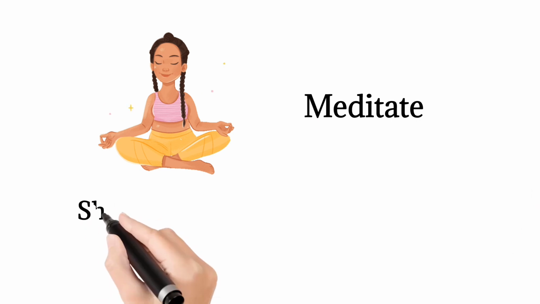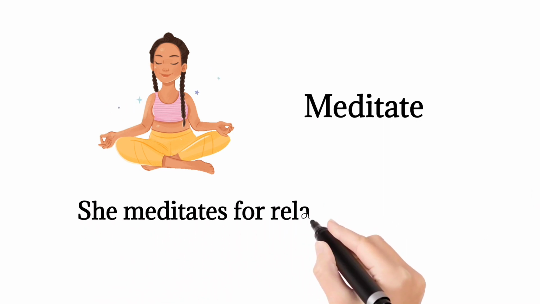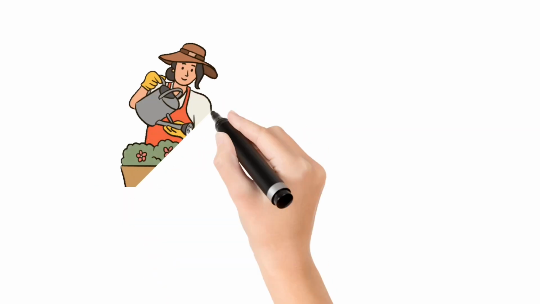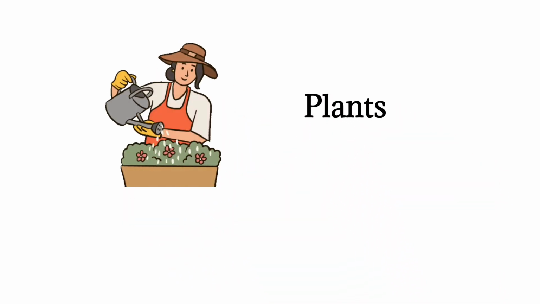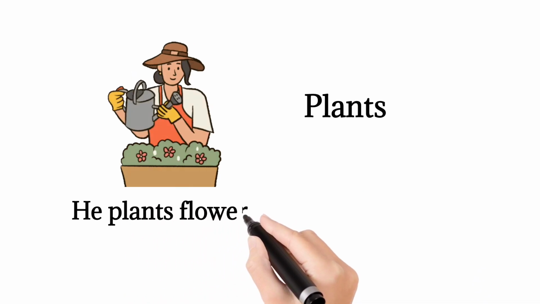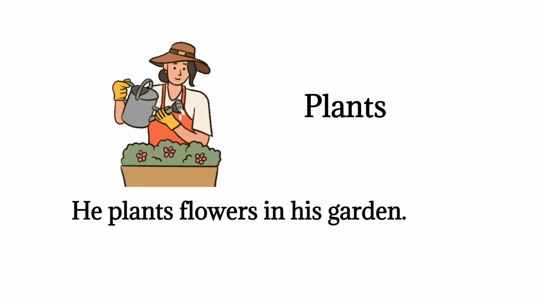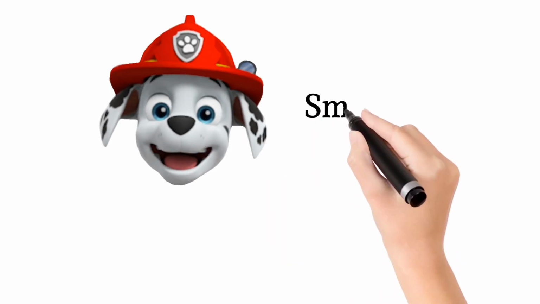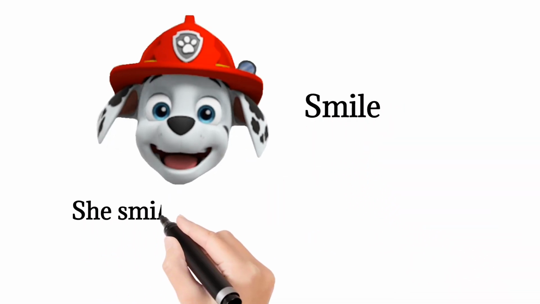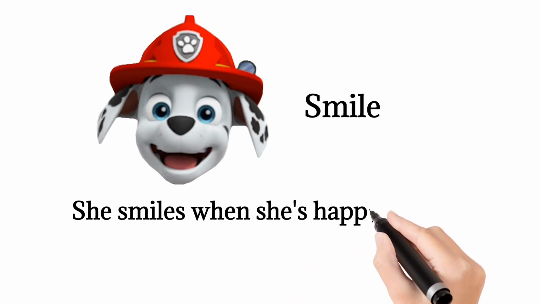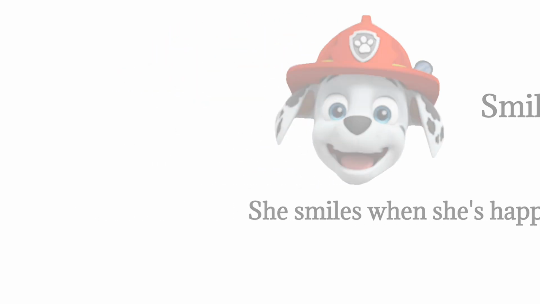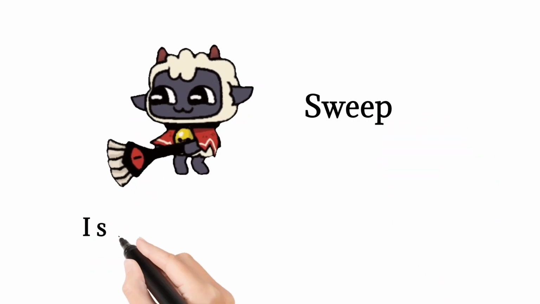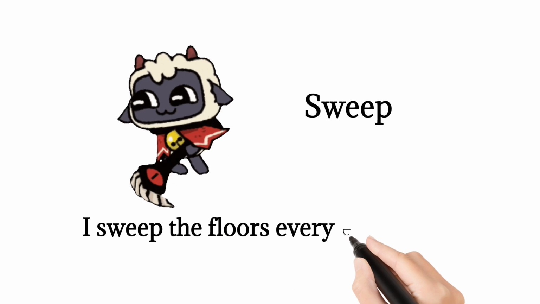Meditate. She meditates for relaxation. Plant. He plants flowers in his garden. Smile. She smiles when she's happy. Sweep. I sweep the floors every evening.